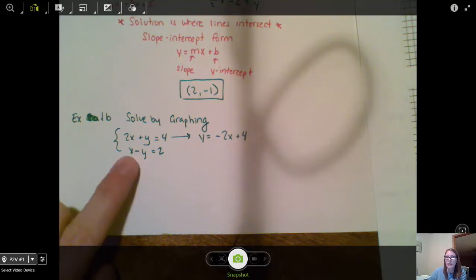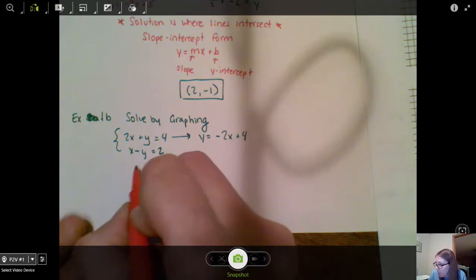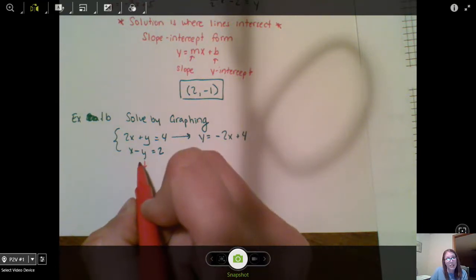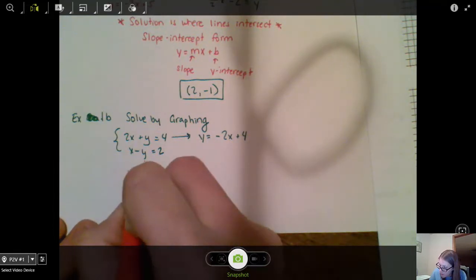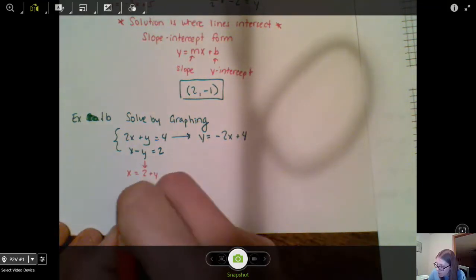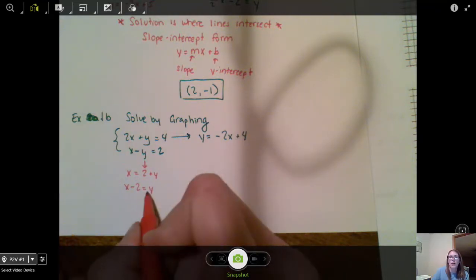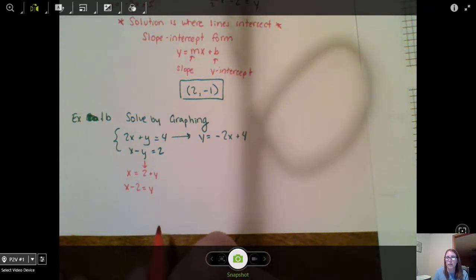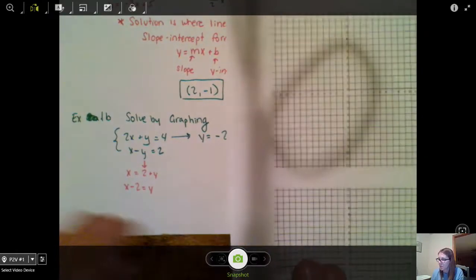My other equation down here, x minus y equals 2. Again, we need to get y by itself. Since this is a negative y, I'm actually going to add y to the other side. x equals 2 plus y, and then subtract 2. y equals x minus 2. At this point, both of my equations are in slope-intercept form. These are both going to be pretty easy for me to graph. And we'll go to our graph paper now.